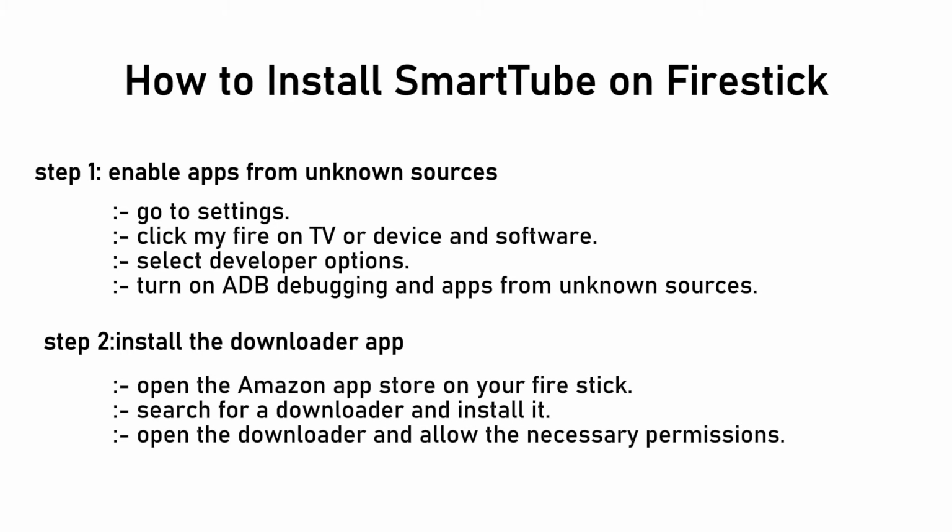Step 2, install the downloader app. You need a downloader app to grab the Smarttube file. Open the Amazon App Store on your Fire Stick, search for downloader and install it. Open the downloader and allow the necessary permission.